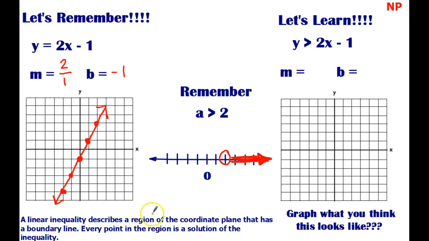So a linear inequality describes a region of the coordinate plane that has a boundary line. Every point in the region is a solution of the inequality.